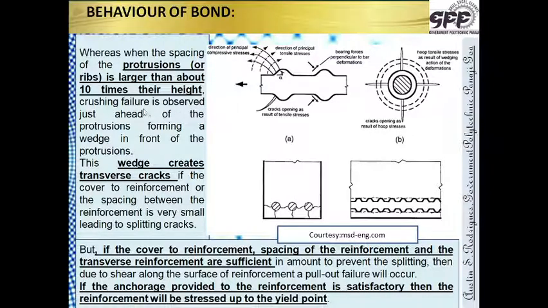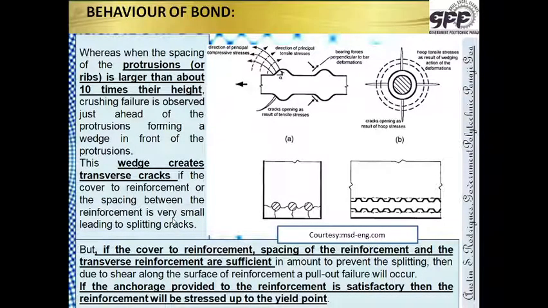When the spacing of the protrusion is larger than 10 times their height, crushing failure is observed just ahead of the protrusions, forming a wedge in front of the protrusion. So in front of a protrusion, there would be a wedge created and then crushing would be occurring. This wedge creates transverse cracks if the cover to the reinforcement or spacing between the reinforcement is very small, leading to splitting cracks like this. They will start splitting. Now that's the hoop tensile stress which is shown over here, which I was just mentioning. Because of this, there is hoop tensile stress which is created.